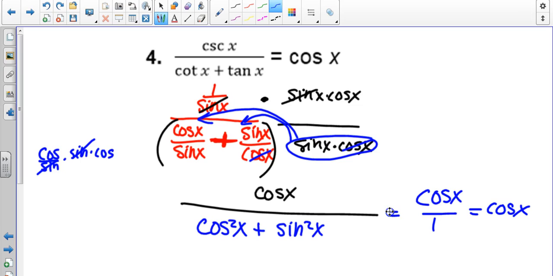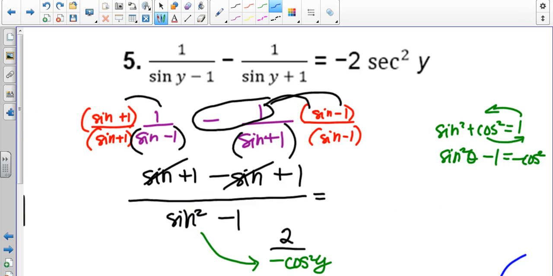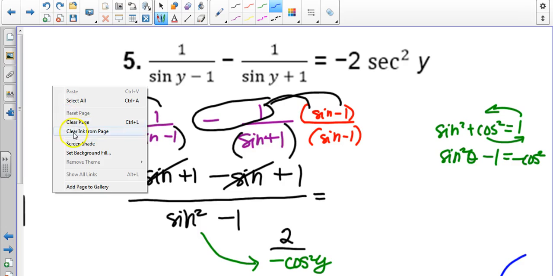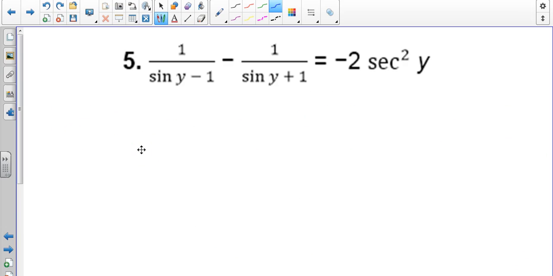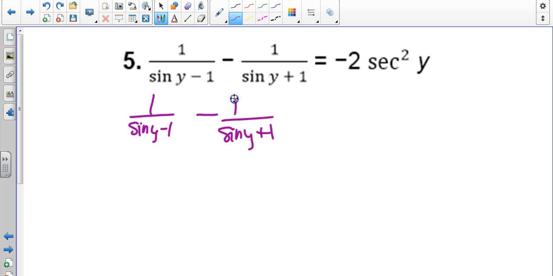Okay, just keep that in mind when you have a whole bunch of fractions and a mess. All right. Here we go. 1 over sine minus 1 minus 1 over sine plus 1. They love to throw these on there all the time.